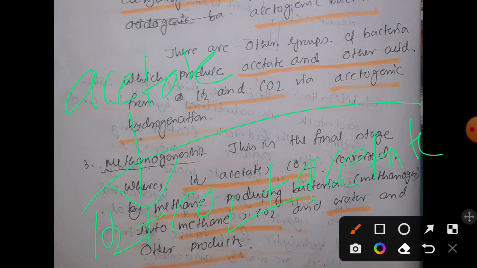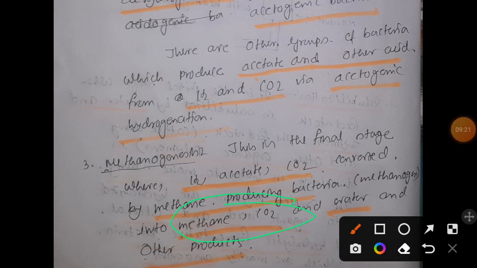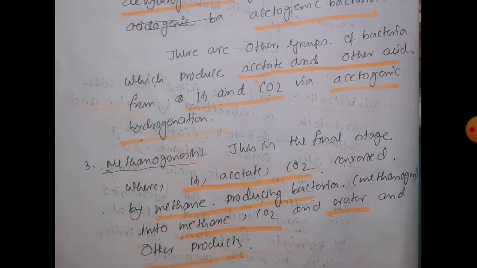Now the H2, CO2 and acetate that we have got will be treated with methanogenic bacteria. That is the process called methanogenesis, which will convert acetate, H2 and CO2 into methane, CO2 and water, along with some other products. That is the completion of the anaerobic digestion step.